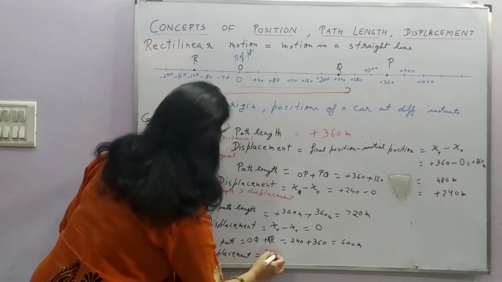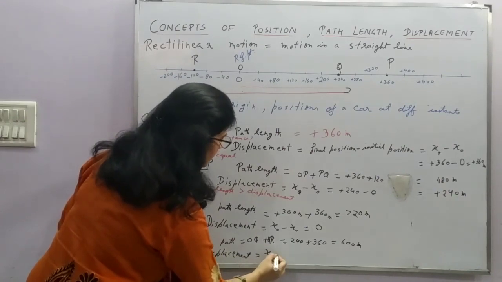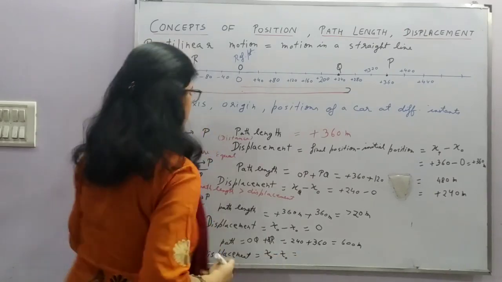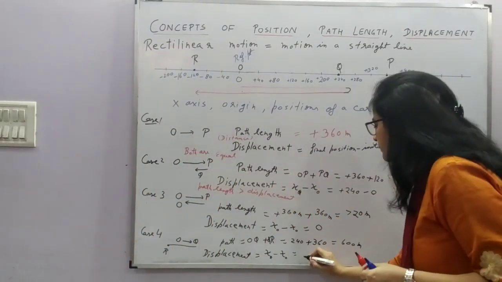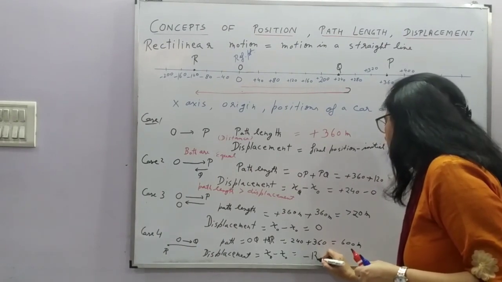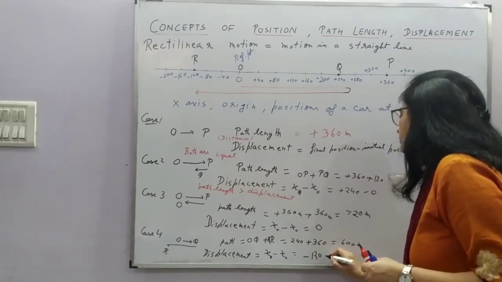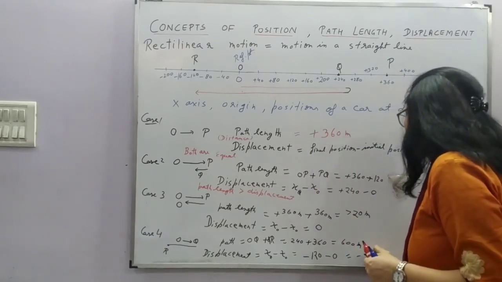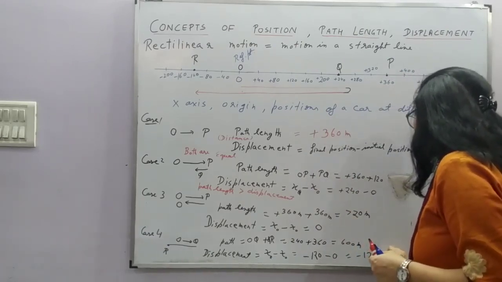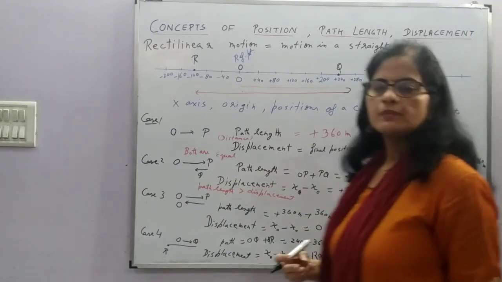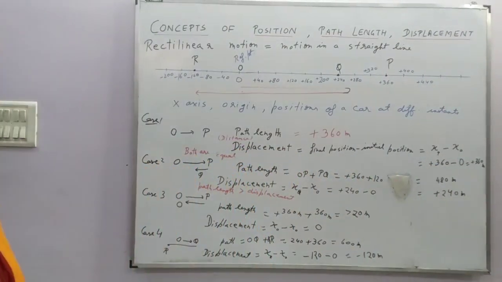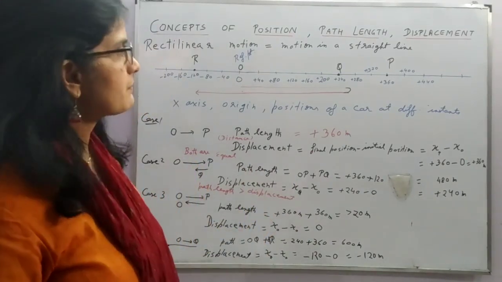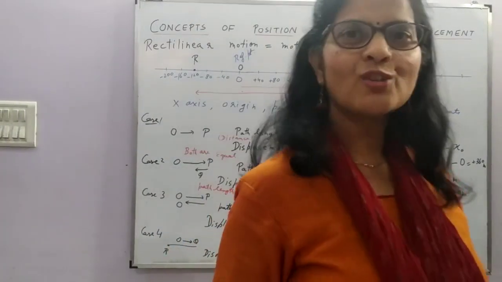But if we talk about the displacement, displacement means final position, R, minus initial position, that is O. So R is minus 120 minus x naught, which is 0. So this makes it minus 120 meters. So this way we know that the displacement may be negative also. This makes the concept clear of how position, path length and displacement are related to each other. That's all for now. Thank you.